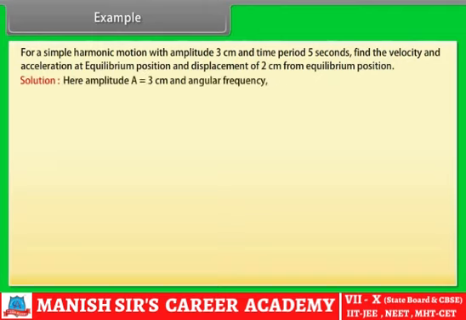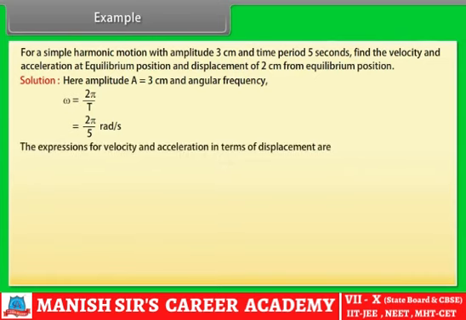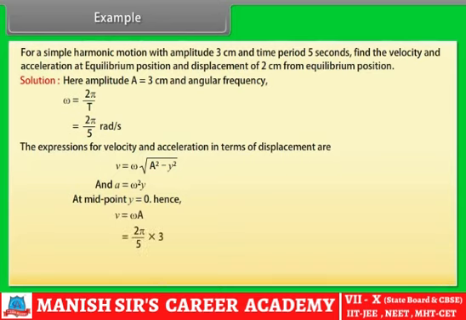Here, amplitude A is equal to 3 cm and angular frequency omega is equal to 2 pi upon T, which is equal to 2 pi upon 5 radian per second. The expressions for velocity and acceleration in terms of displacement are v is equal to omega under root of A square minus y square and a is equal to omega square y. At midpoint y is equal to 0. Hence, v is equal to omega A is equal to 3.77 cm per second and a is equal to 0.